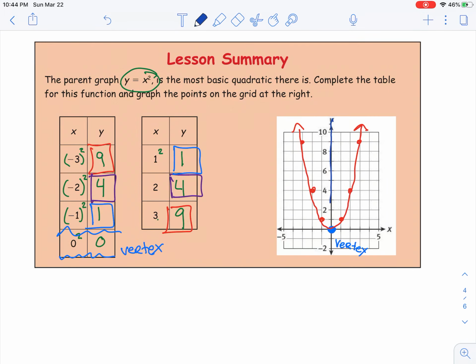And the thing that we call the mirror is a line of symmetry. And we're going to shorten this to LOS. And sometimes the book uses AOS, where the A stands for axis.